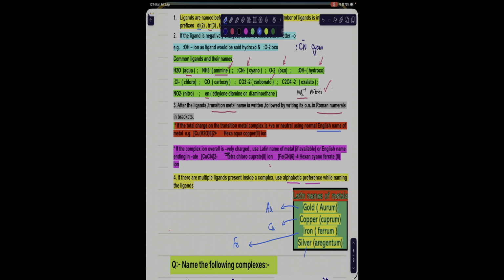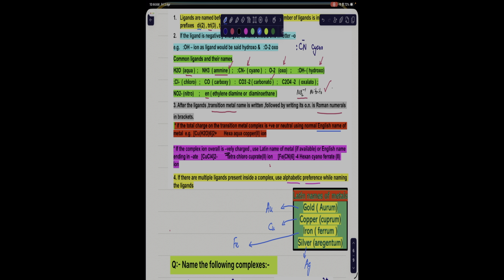name of gold is aurum, and for copper it's Cu, and the Latin name of copper is cuprum, and for iron the Latin name is ferrum, so its symbol in the periodic table is Fe, and for silver it's argentum, and the symbol for silver is Ag, right? So these 4 are the common metals whose Latin names are there, and we have to apply them when you are naming the complexes.